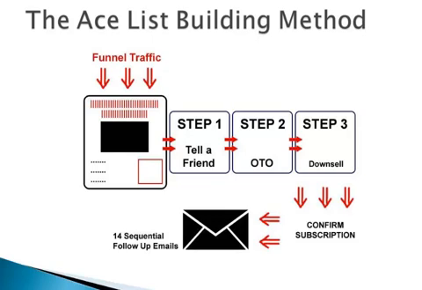Again, I hope you've printed out the transcript by now and you should be seeing this diagram. Don't be intimidated if it looks complicated and you don't understand. We will be covering each of these components one by one in each of the coming sessions. All you have to remember for now is that this system consists of 5 core components: the video squeeze page, a step 1 page called Tell a Friend, a step 2 one-time offer page, a step 3 confirmation or downsell page, and the 14 follow-up emails.